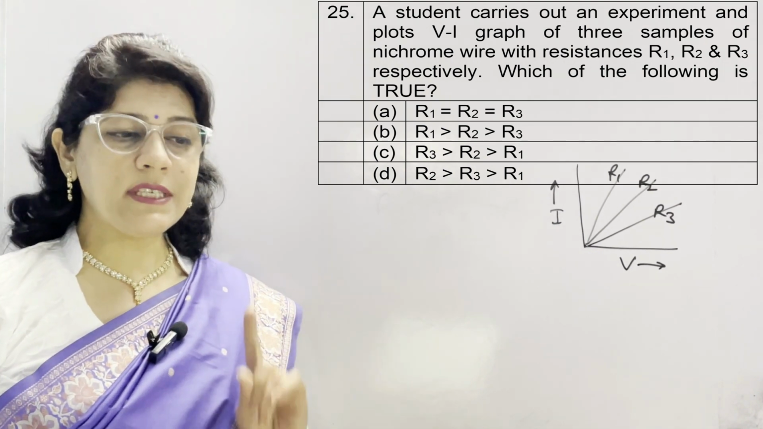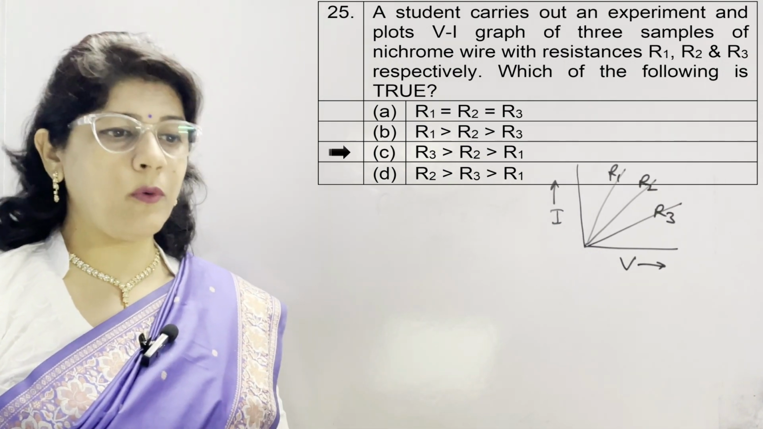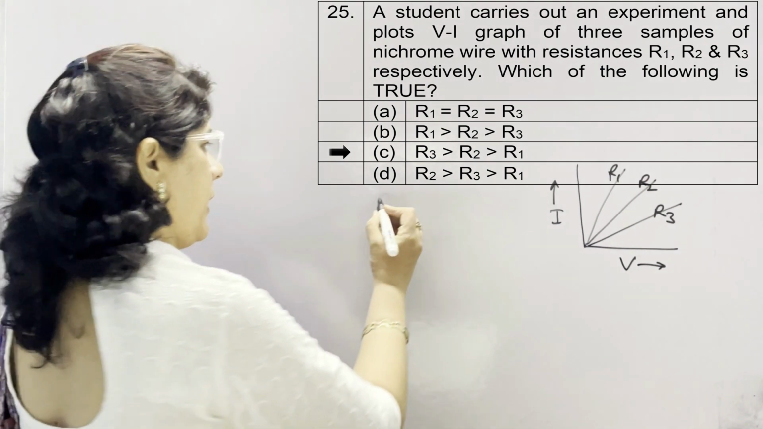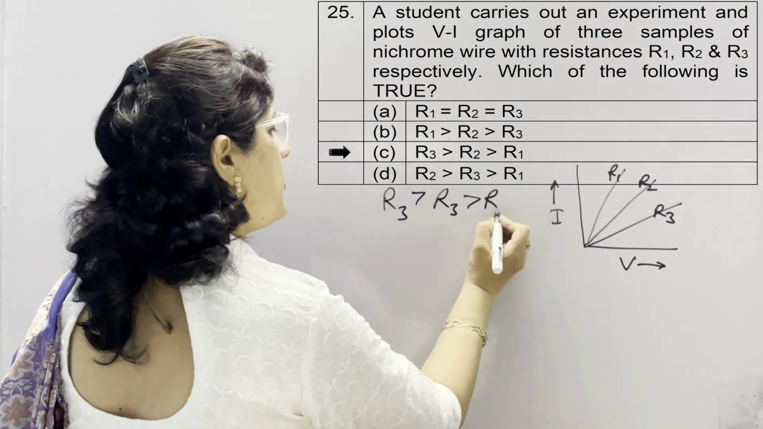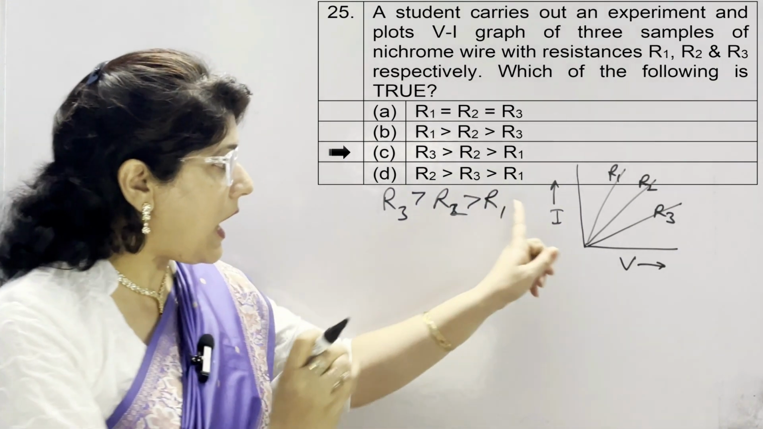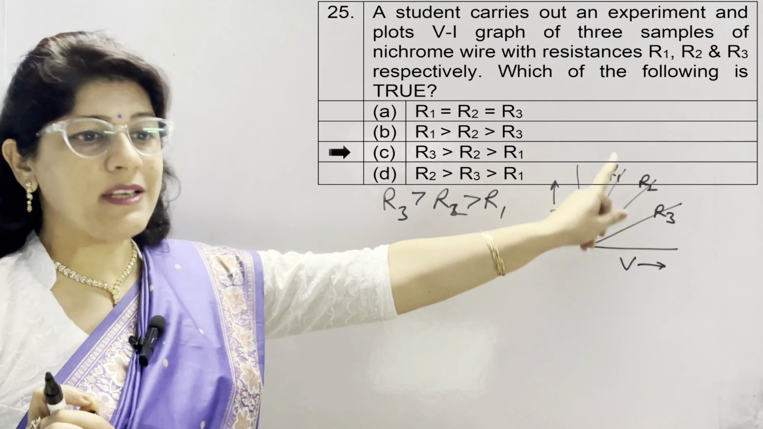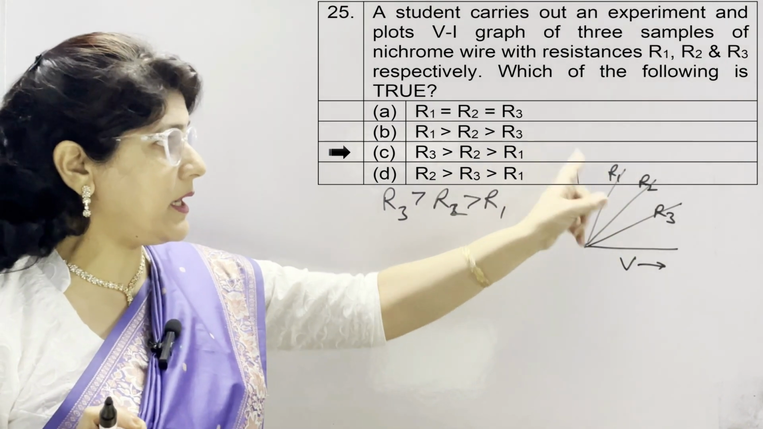Here, correct option is C. R3 is greater than R2 and then greater than R1. Why? Because the graph plotted here is not a VI graph, it is an IV graph. It means this is a conductance graph, not a resistance graph.